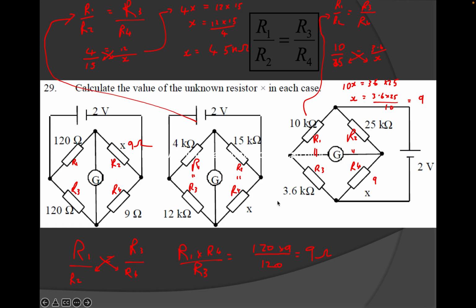I'll make this a little bit bigger there. So if I have 2 volts coming from the battery, very nice, but if I wanted to find X, all I need to do is just put the numbers in. R1 over R2, R3 over R4, cross multiply, get your answers.